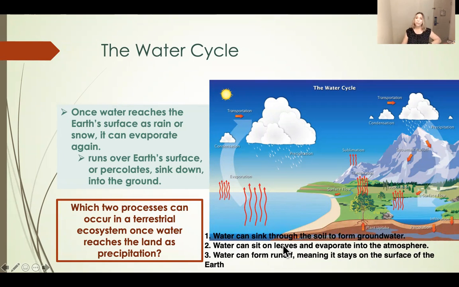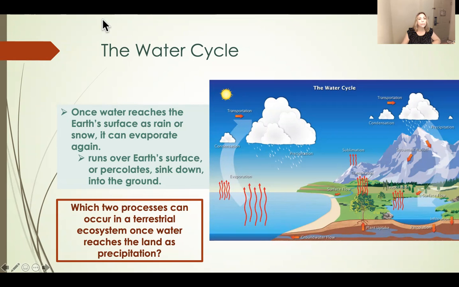Okay, so the last one I wrote is that water can form runoff, which means it stays on the surface of the earth, usually in the form of rivers or goes into lakes, something like that. Now, remember, if you want more information than what I'm providing in this lecture recording, you can go to the reading that I gave you.